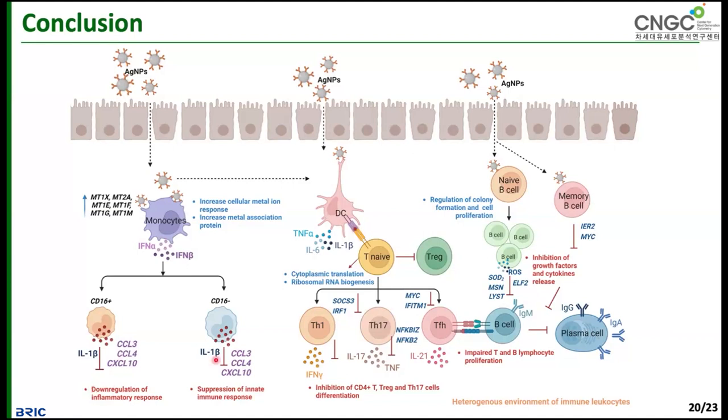CD16 is like a classic monocyte. Similarly, the inflammatory responses are down-regulated and the innate immune response is suppressed. So this is the summary in the case of monocyte.